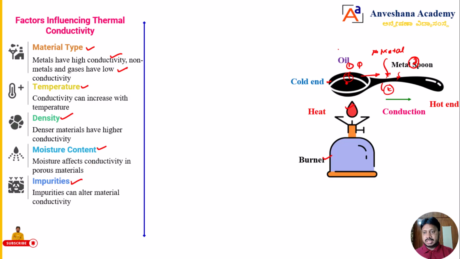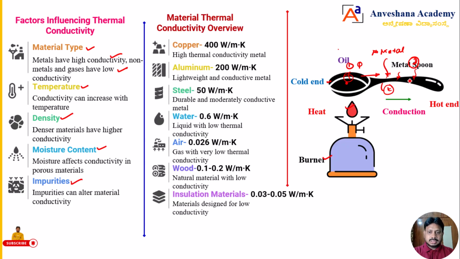Then impurities. If there are more impurities in an aluminum spoon or any metal spoon, then those spoons are going to have less thermal conductivity. Why so? There will be thermal resistance. That means if there are more impurities, there will be resistance to the flow of heat. If there is resistance to the flow of heat, there is less thermal conductivity. So that is also one of the important factors that affect thermal conductivity.